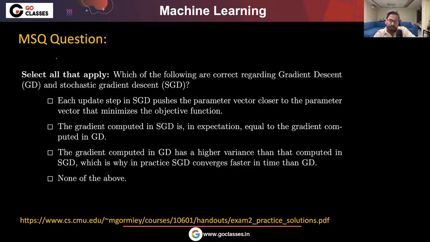This question is taken from CMU, and this is an MSQ question. What they're saying is, which of the following are correct regarding gradient descent and stochastic gradient descent? Stochastic means taking only one example for your weight update. Each update step in SGD pushes the parameter vector closer to the parameter vector that minimizes the objective function.